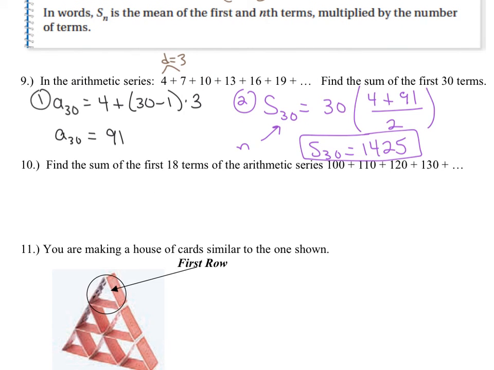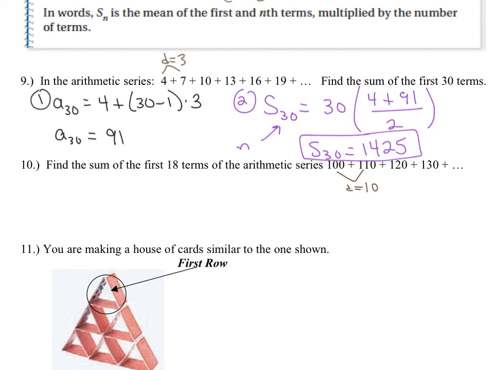Number 10 is pretty similar. The sum of the first 18 terms of the arithmetic series, 100, 110, 120, 130. So again, I have to figure out the common difference, so I can figure out the 18th term in this case. So our common difference is 10.